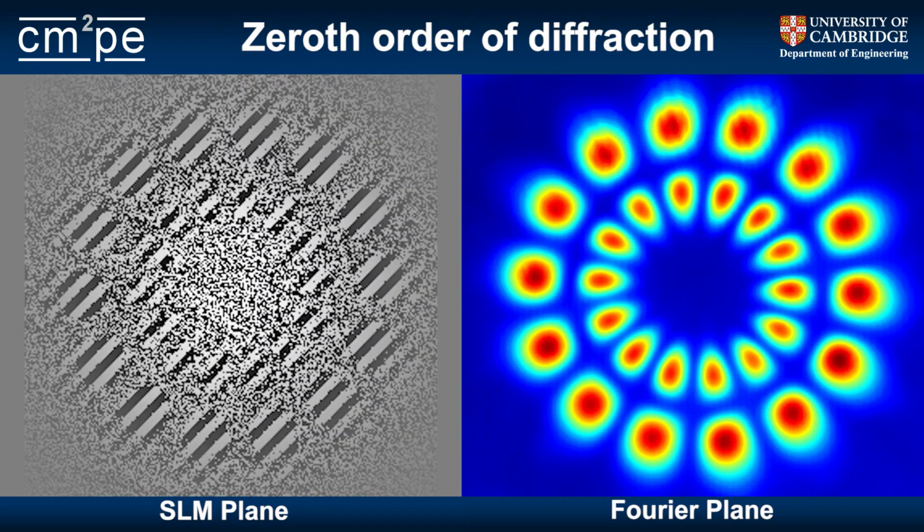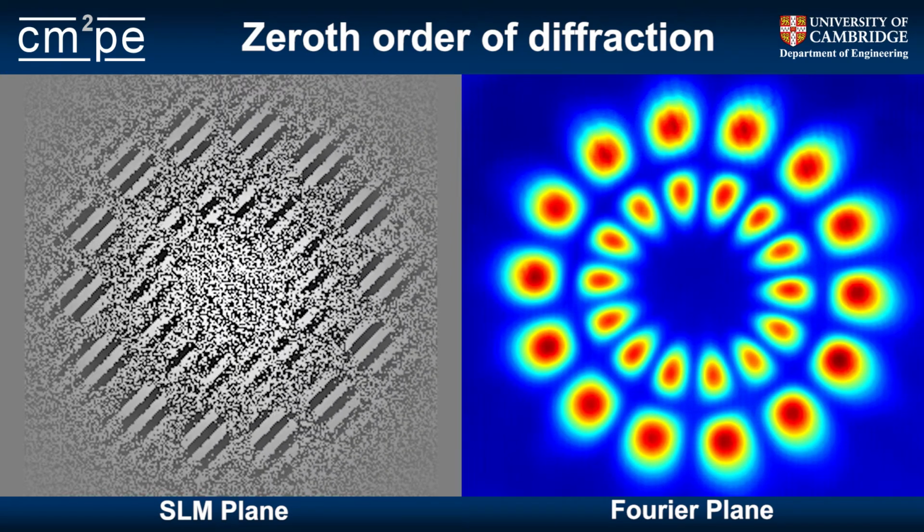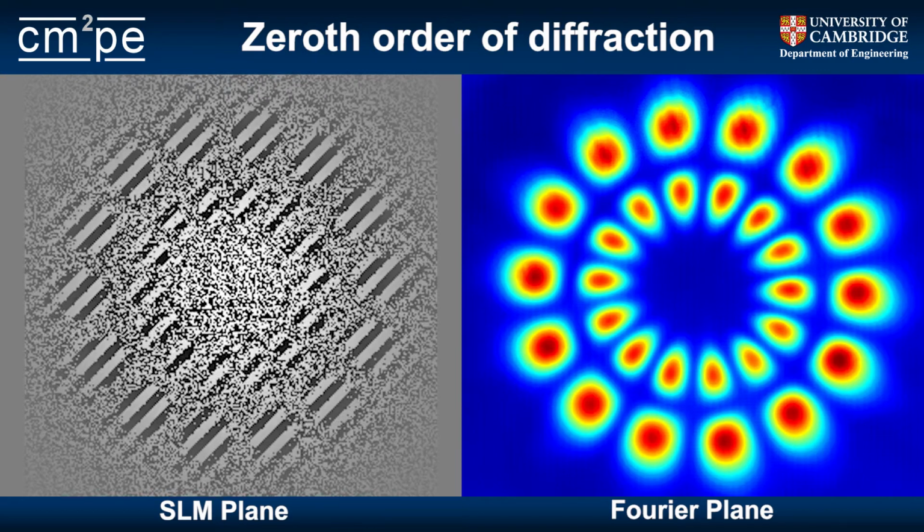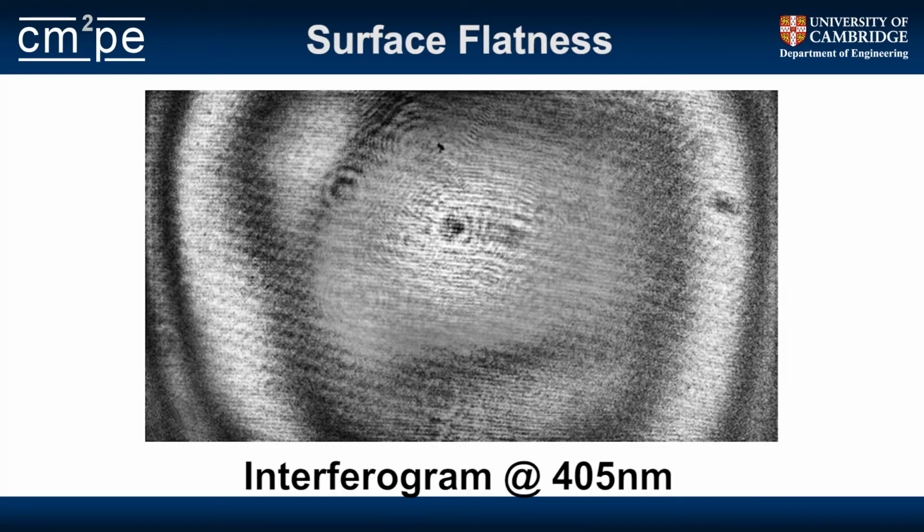So what I tend to do is I always generate my modes slightly off axis, just enough to avoid the 0 order spot. The other thing to be aware of is that the surface of your SLM might not be perfectly flat. Here's an interferogram of the surface of an SLM, and you can see from those fringes that it's not perfectly flat, it kind of bulges in the middle.